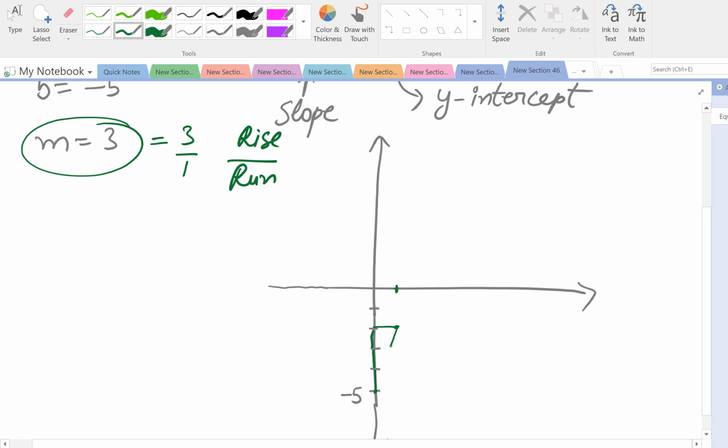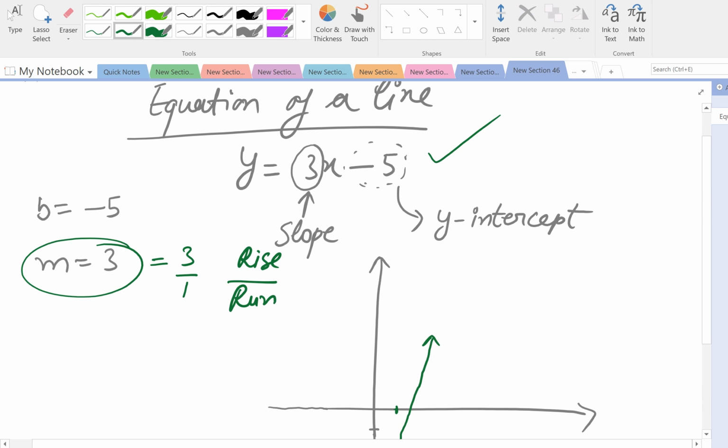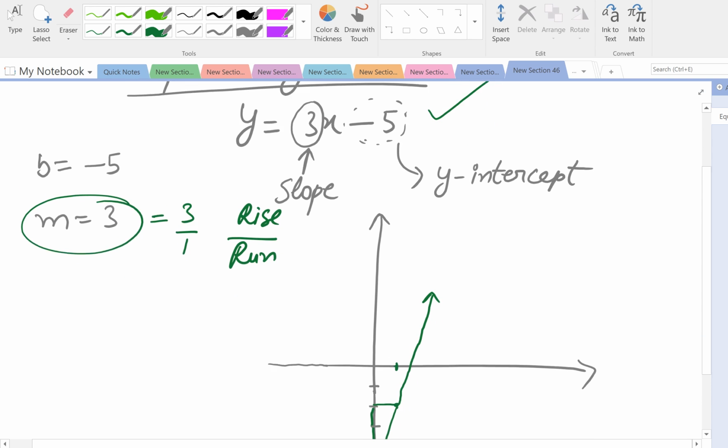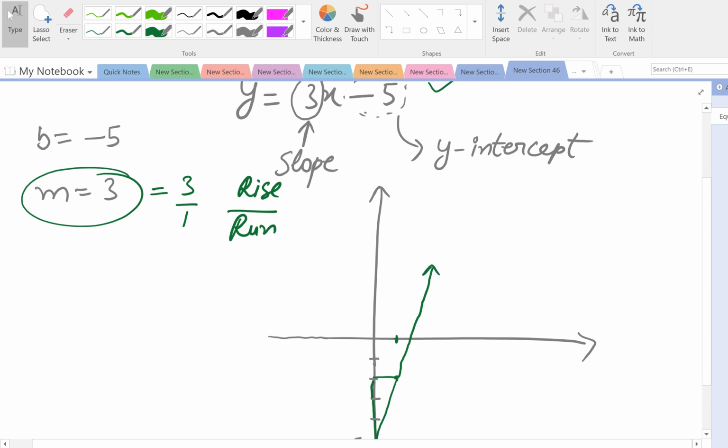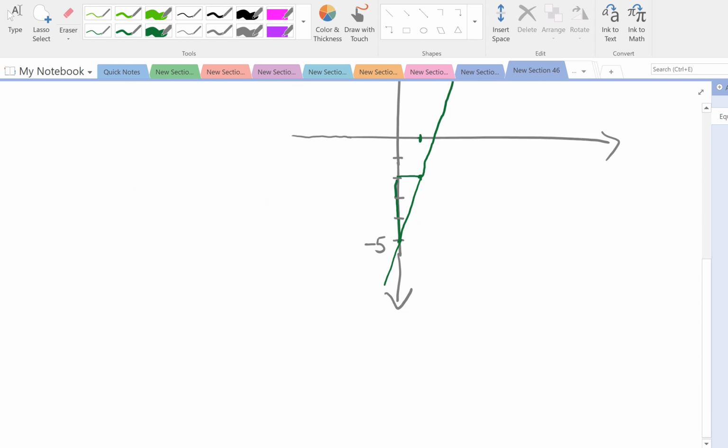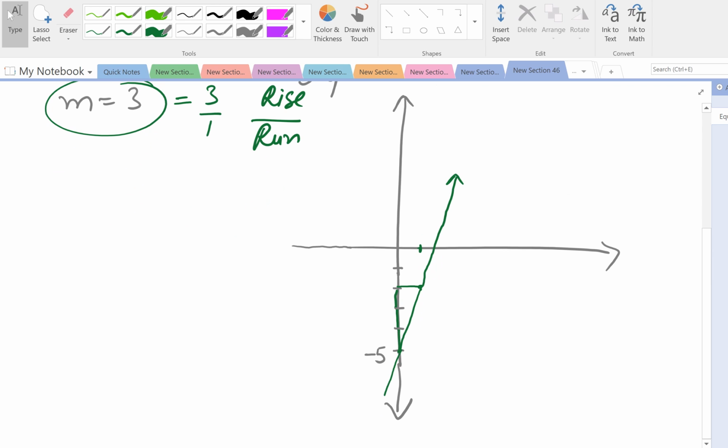So the graph of the line is gonna look like that. You can extend it. It's gonna look like that, right? So this is the graph of the equation that we had there. Its slope is positive, the steepness is 3, and the y-intercept is -5, which is pretty low. So that is that.